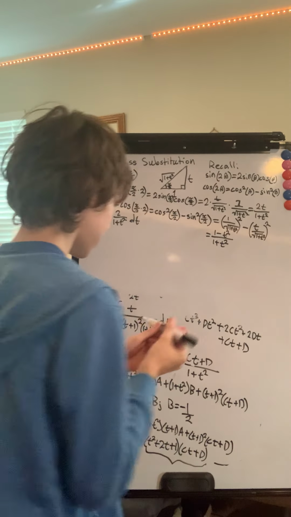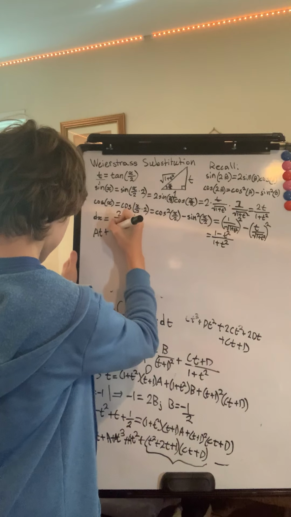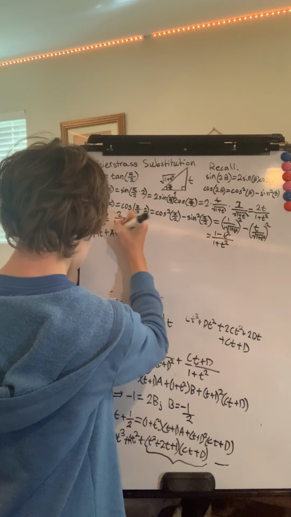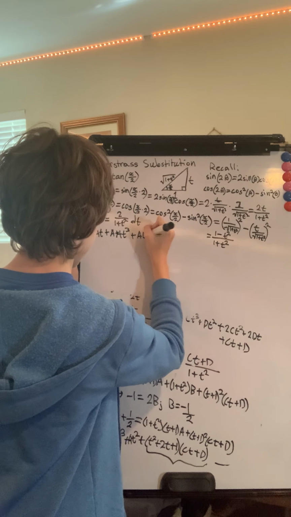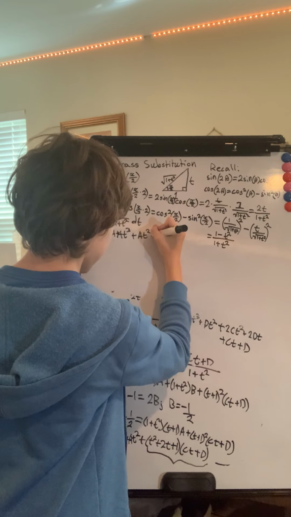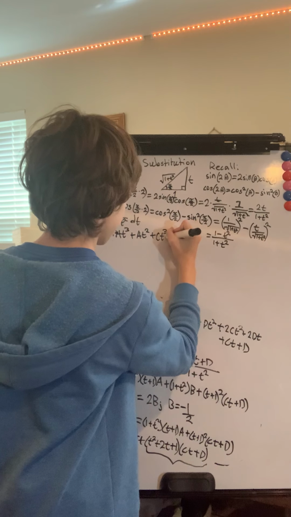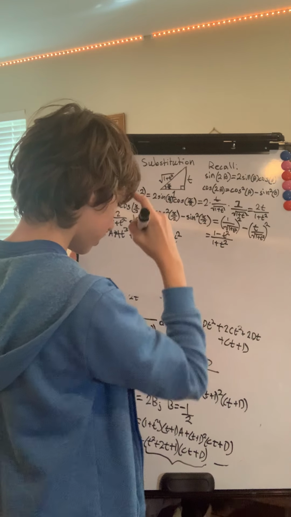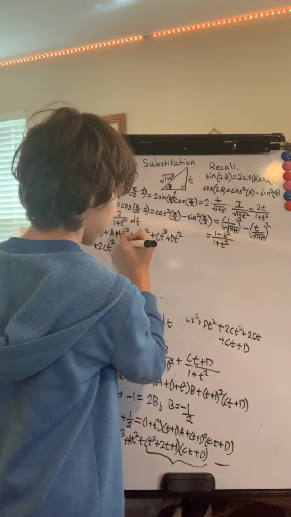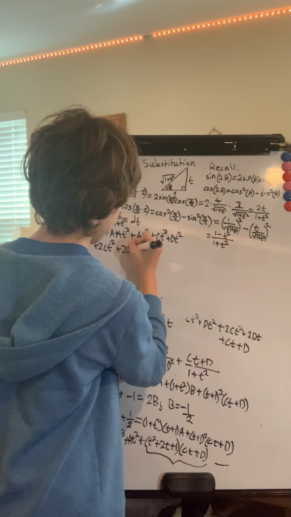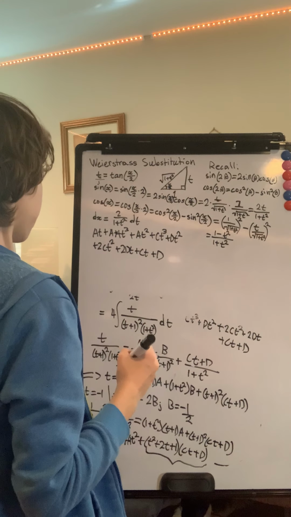Okay. So in the end, we should just get at plus a plus at cubed plus at squared plus, and we still need to combine like terms, ct cubed plus dt squared plus 2ct squared plus 2dt plus ct plus d. Hopefully I did that correctly.